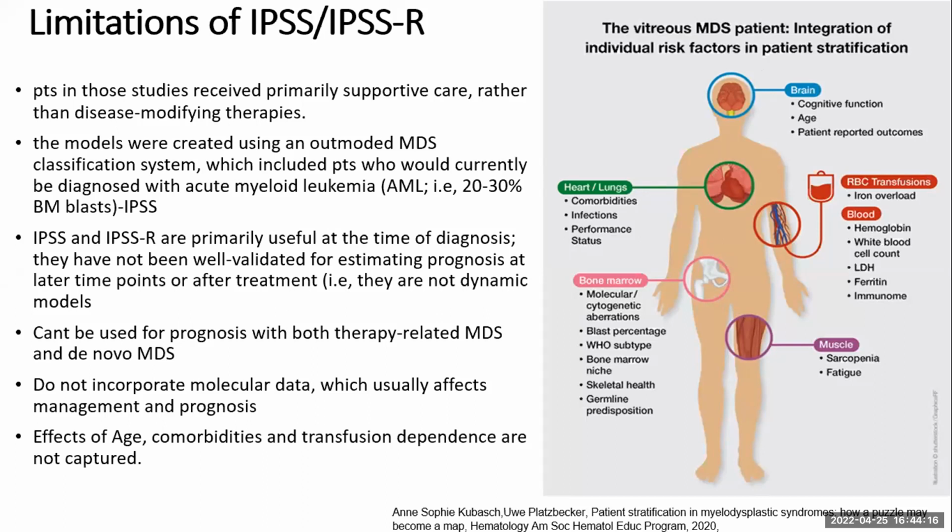So obviously, we have to look at cognitive function of these patients, the age, patient-reported outcomes, transfusion needs, whether there is iron overload or not, and other parameters, like the LDH and ferritin. We know that these speak to disease burden and also have an effect on the prognosis. And then the issue of comorbidities, presence of other infections, and the performance status.